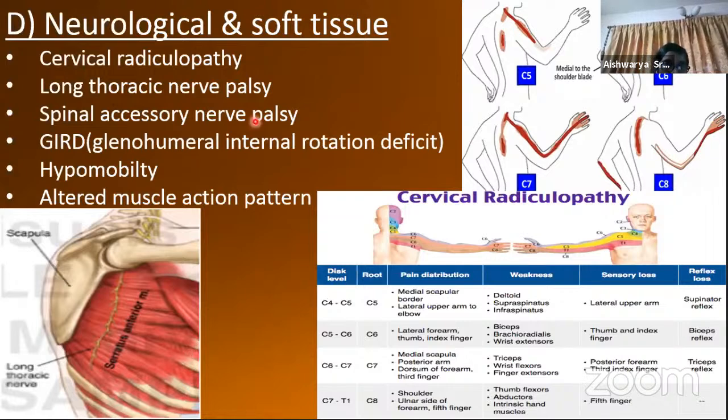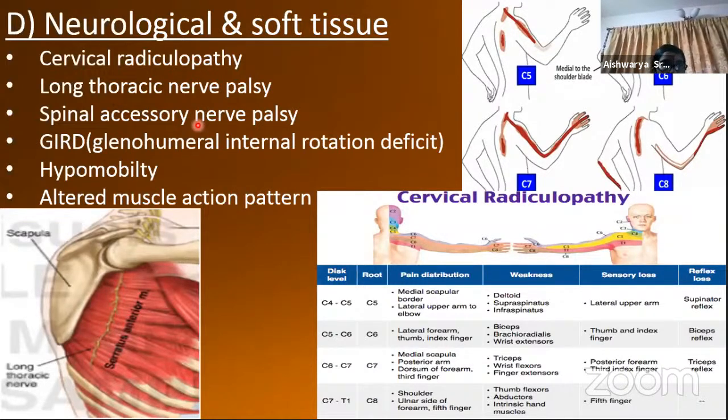Spinal accessory nerve palsy. The spinal accessory nerve is the nerve supply for the trapezius muscle, and therefore, when that gets palsied, the trapezius also gets paralyzed and weak, so it doesn't hold the scapula in position, thereby causing an elevation of the scapula and upward rotation of the scapula. So that will be the resting position.